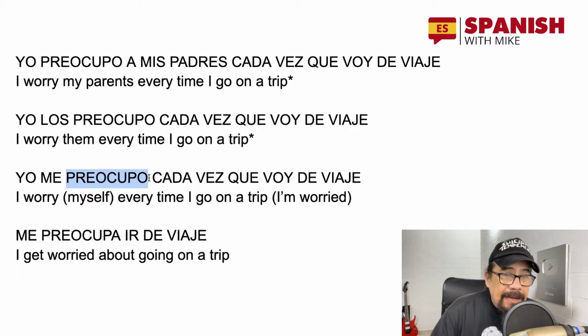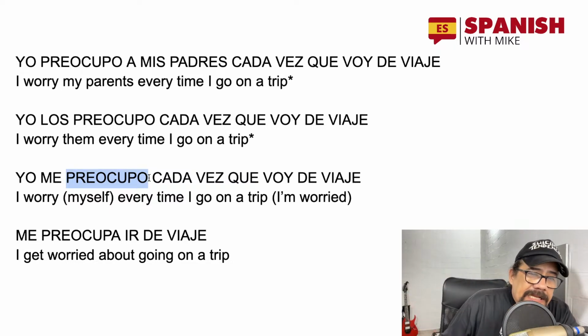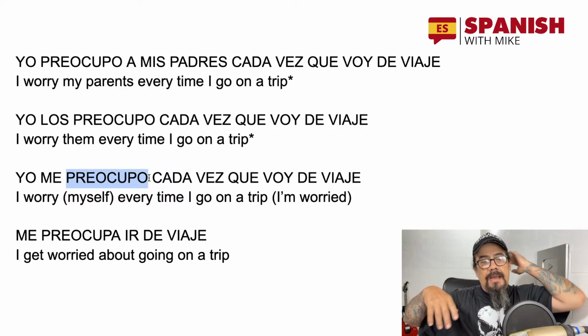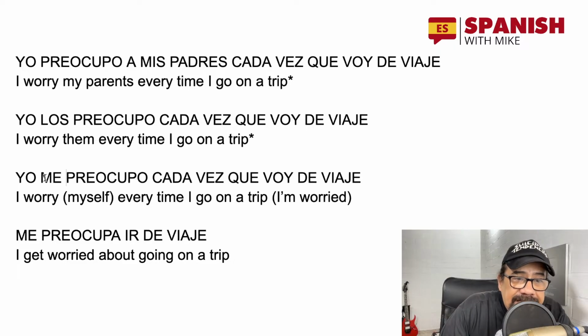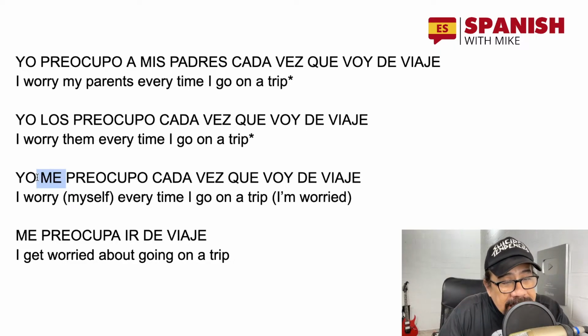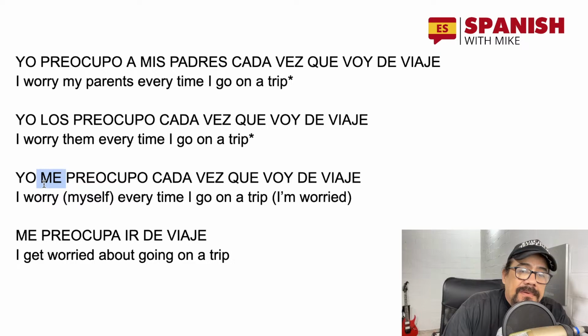In this case, preocupar, I can say, I worry every time I go on a trip. I'm worried, like I worry myself, right? In English, I don't say, oh, I worry myself. No, I worry. I'm worried. I get worried, right? But in Spanish, we can say, yo me preocupo. Meaning that instead of a direct object pronoun, I'm using a reflexive pronoun. Yo me preocupo. And this is a different way of saying this, right?